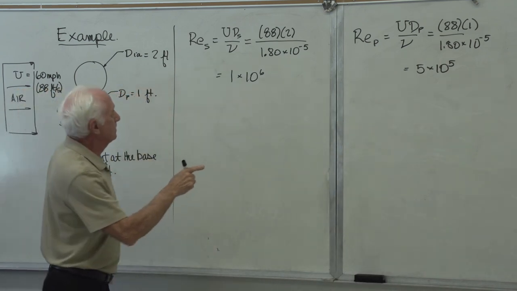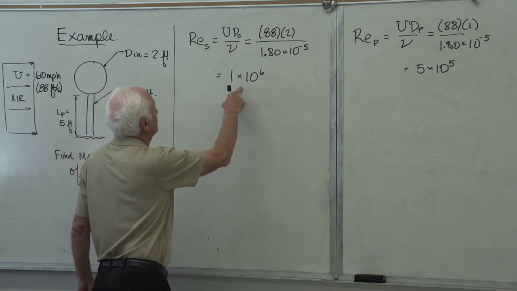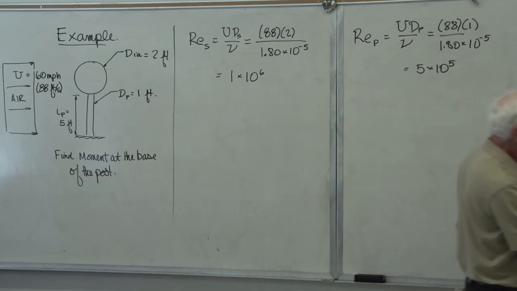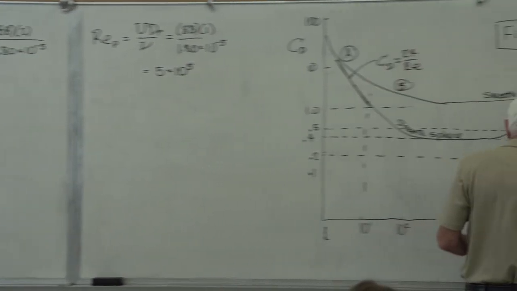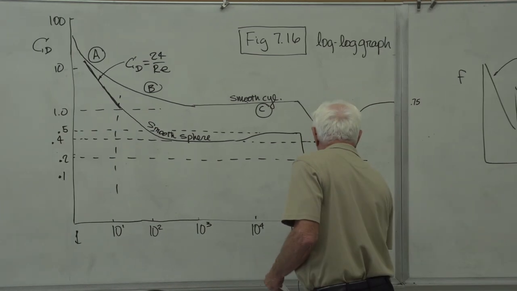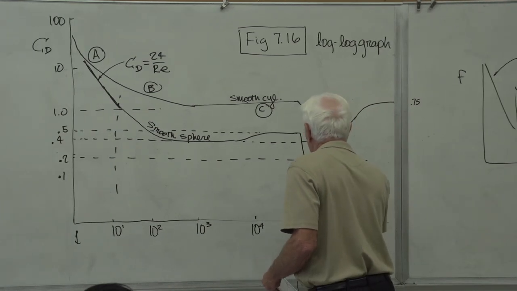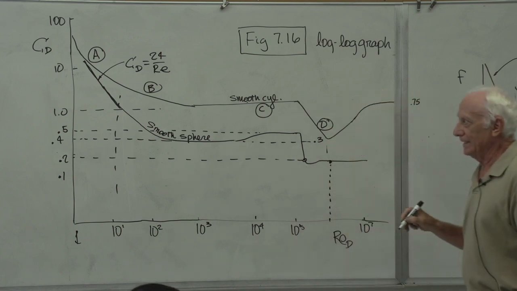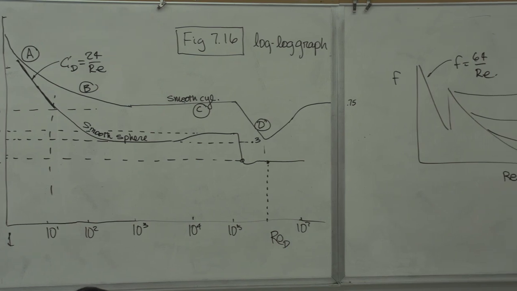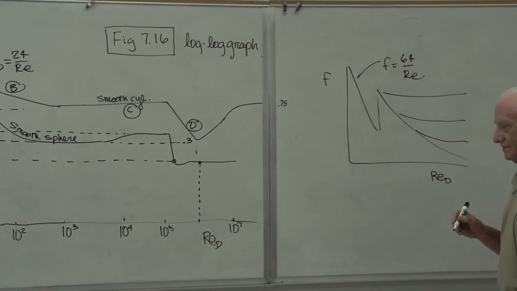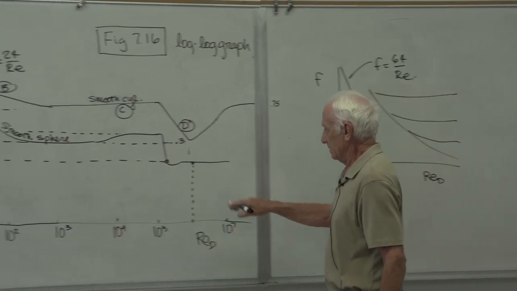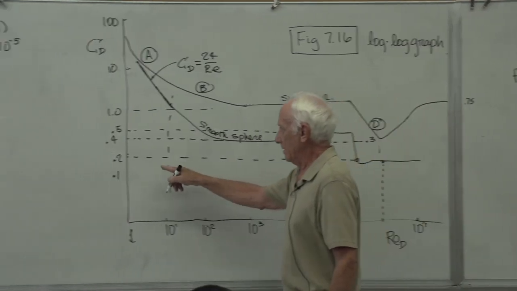Go to the graph. All right, the sphere, smooth sphere, we assume. 1 times 10 to the 6th, right here. Smooth sphere. Ooh, it's a case D. The boundary layer started off laminar, it transitioned to turbulent, and it stuck to the sphere longer, and the wake region is smaller. Okay. C sub D, 0.2.